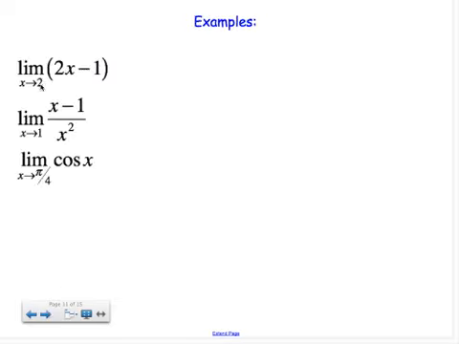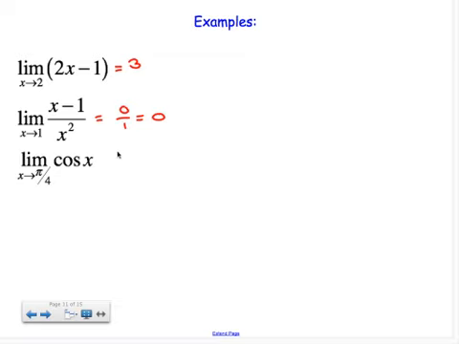The limit as x approaches 2 of 2x minus 1. The substitution rule says substitute in the 2 for the x and see if you get out a numerical answer. In this case, you'll get 2 times 2, 4, minus 1, which is 3. That's a numerical answer, so you're finished. Second example. Limit as x approaches 1, x minus 1 over x squared. We do a substitution. 1 minus 1 is 0 in the numerator, and 1 squared is 1 in the denominator. And so we get a numerical answer of 0. That's the value of the limit.